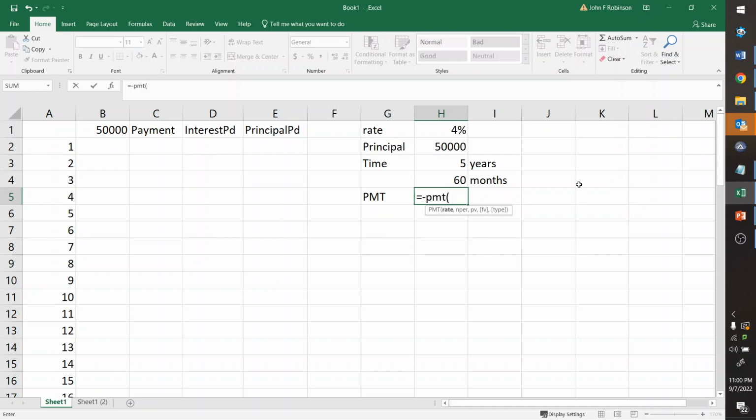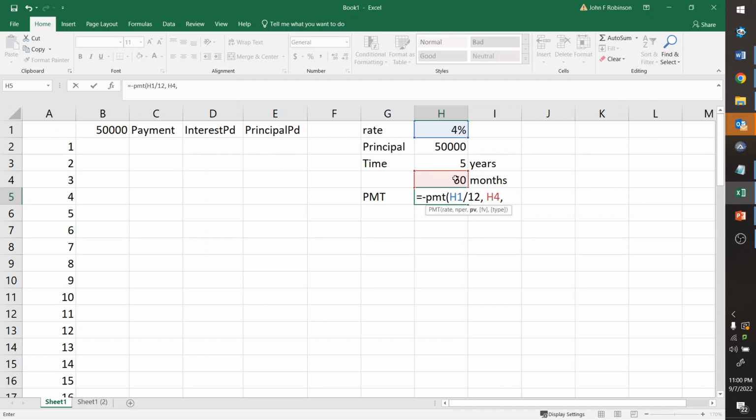I have rate here, so I'm going to click on rate, and we know it needs to be divided by 12, so I'm going to do that. Number of periods. And you can see, sorry, I'm working off this guide sort of here. So I want my number of payments to be 60 because it's a 5-year loan.